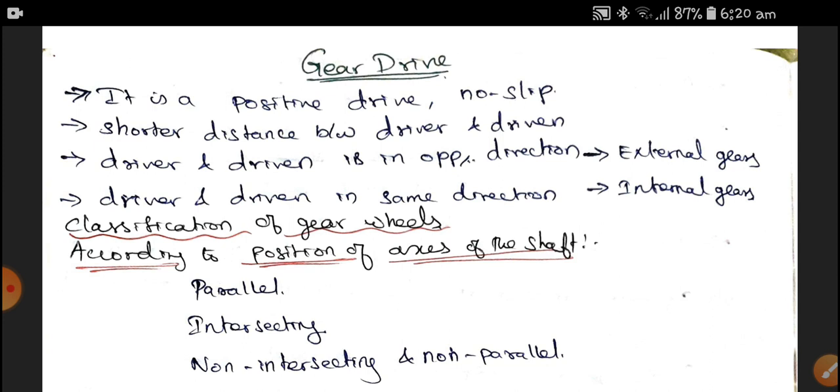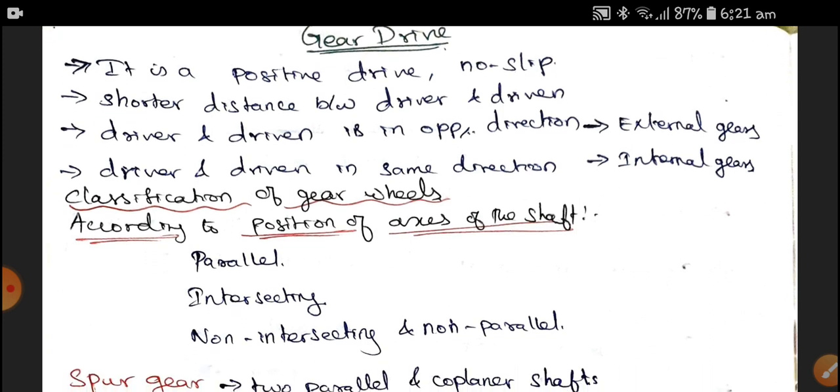Okay, and the next one is the types of gears: internal gear and external gear. In an external gear, driver and driven are in the opposite direction, whereas in internal gears, driver and driven are in the same direction.